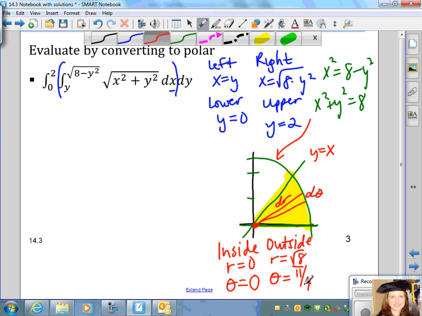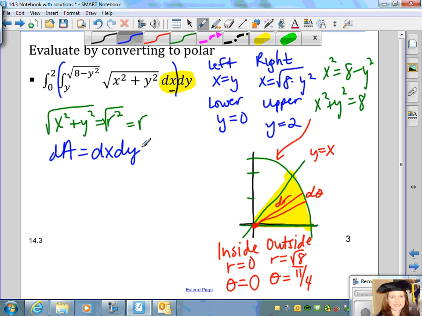So now we have our bounds, and then we want to convert the bounds as well as what we have in here using the conversion equations. One of the conversion equations that we use when we're converting to polar is x squared plus y squared is equal to r squared. So the square root of x squared plus y squared would equal the square root of r squared, and that would be r. Now, another thing we want to look at is how we convert the differentials dx dy. Well, differential area dA is equal to dx dy, but when you convert it to polar, dA is going to be r times dr d theta, or it could be r times d theta times dr.